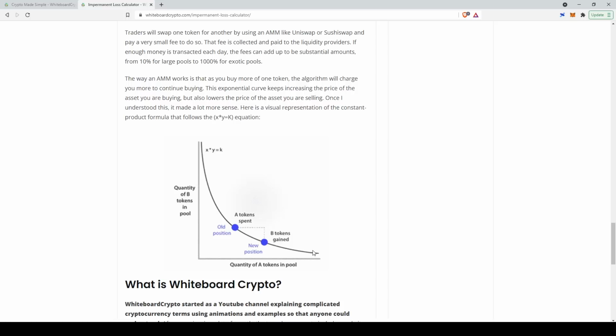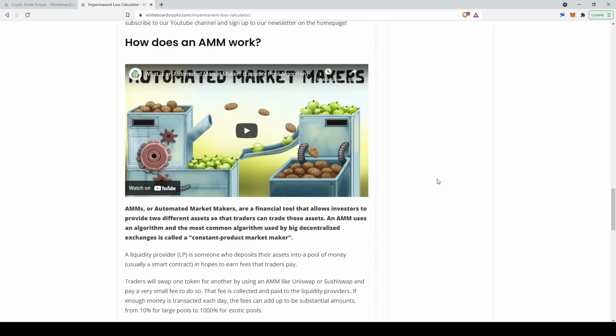So if we're way down here and you spend the same amount, the distance is not very much. You're not going to get very many B tokens. However, if we start up here and you spend a little bit, you're going to get a ton of B tokens. If you're confused on how an automated market maker works, definitely watch this video. This video has around 50,000 views right now, and people are loving it. We used a crazy example of potatoes and apples to explain how they work.